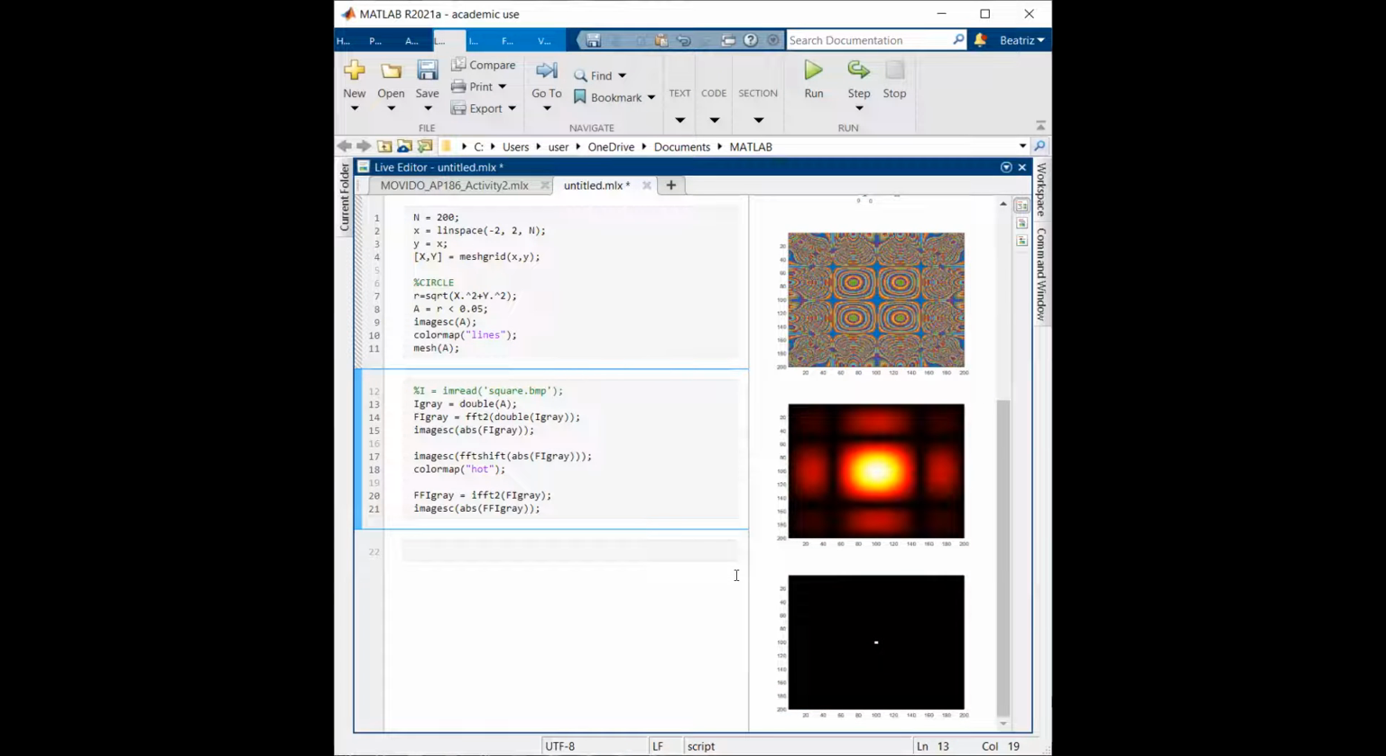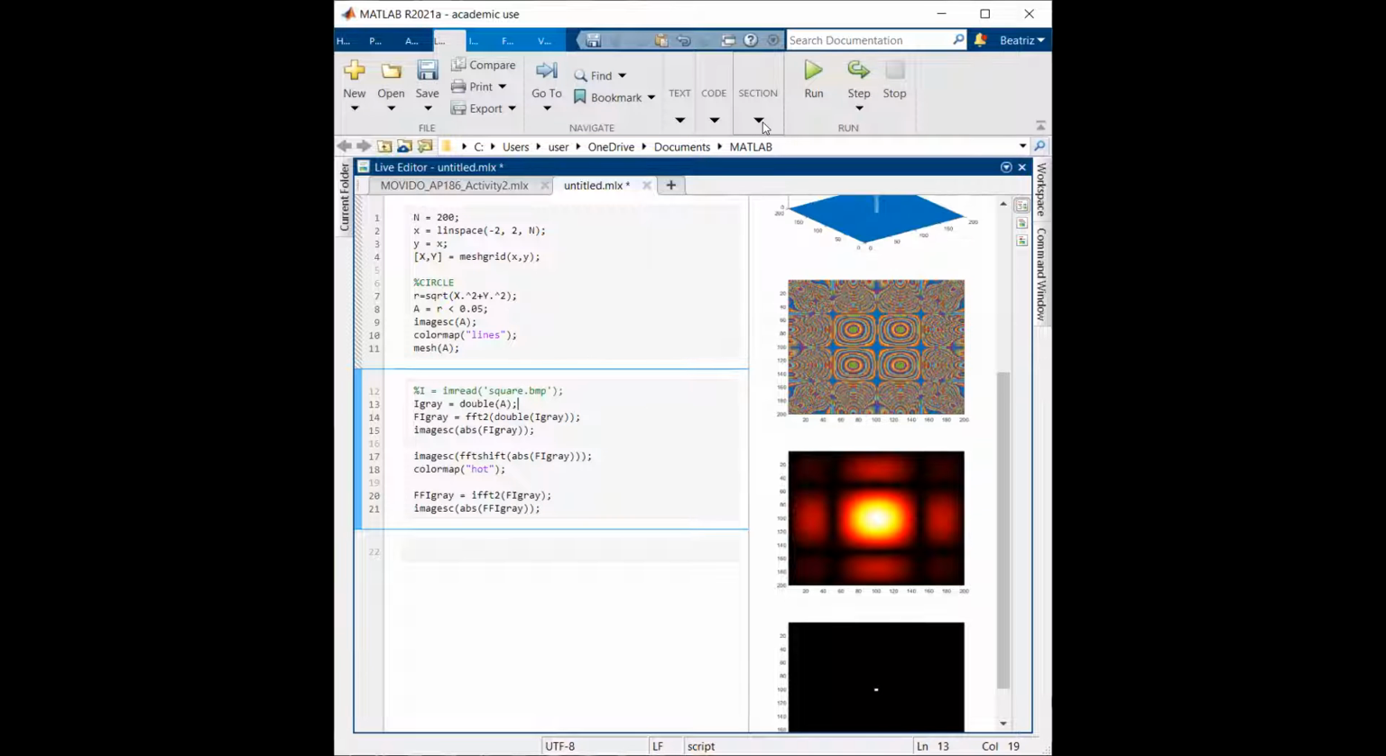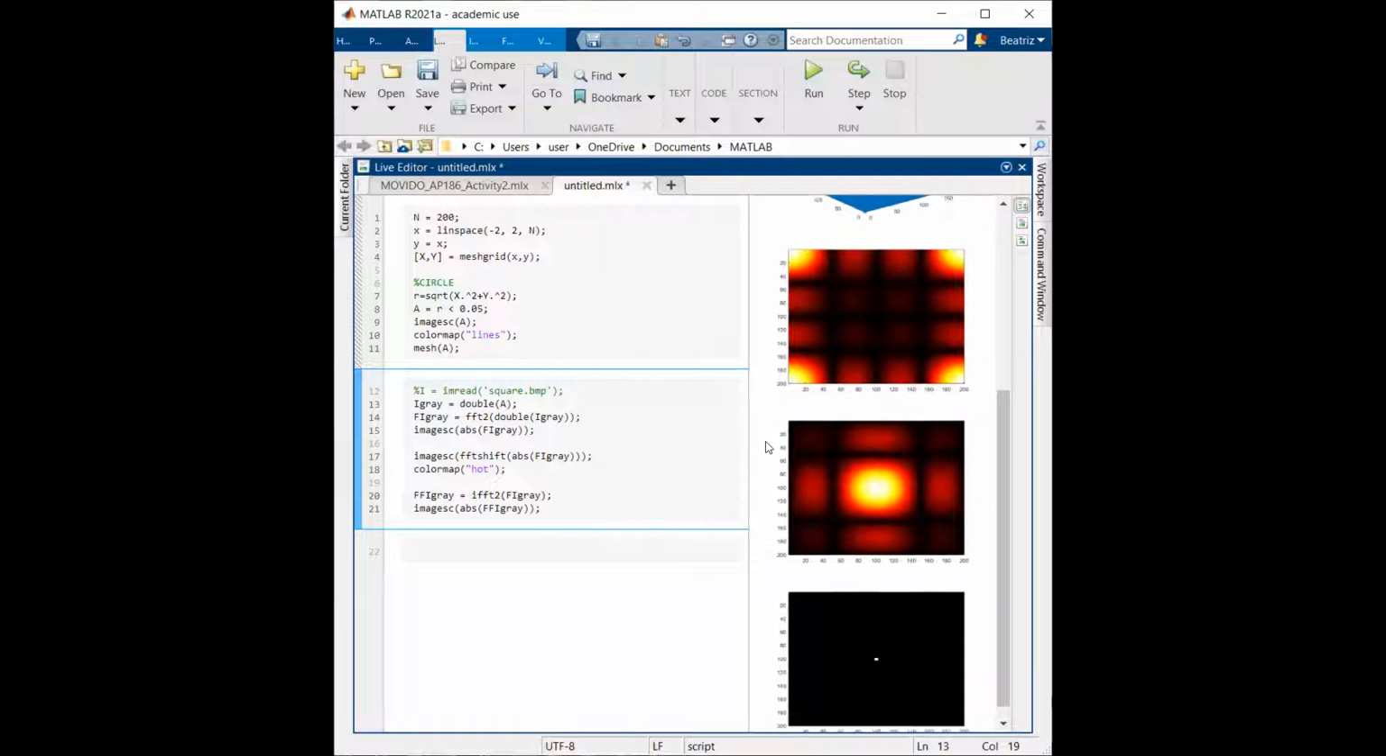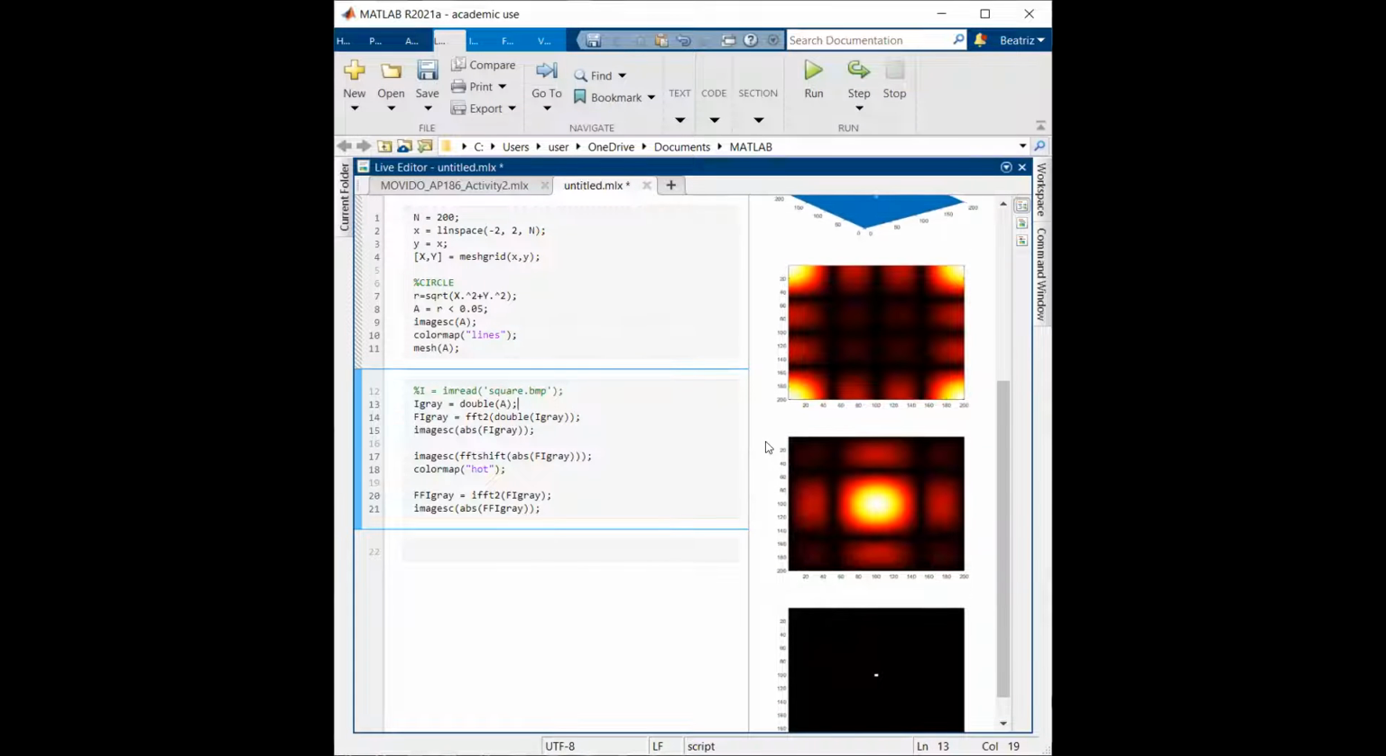Are we doing a square? No, no, wait, hang on. Should be good. Run this section. It should be good. Is it running? Wait, hang on. I gray equals double A. Wait, it's not a circle. Wait. Double. I gray.